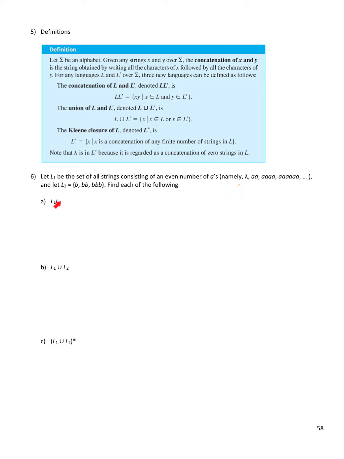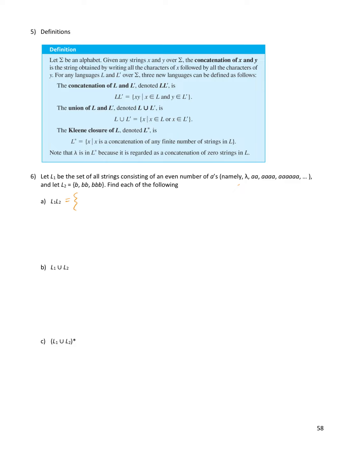L1 concatenated with L2. So when you just put them next to each other, we read concatenation. So concatenation says that we are just going to concatenate elements from L with elements from L prime. So elements from L1 with elements from L2 are going to get glued together. So elements from L1 are strings of even numbers of A's, and we concatenate that with any element from L2. So I'm just going to start listing them, and then we'll describe it with words after.